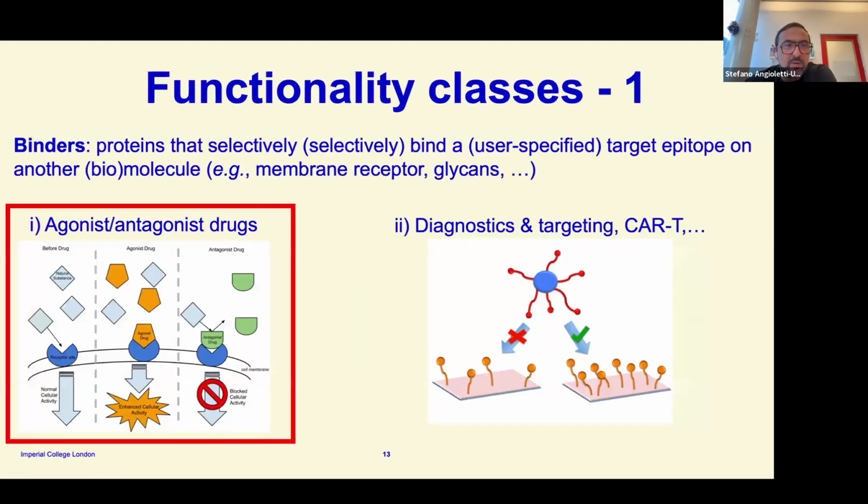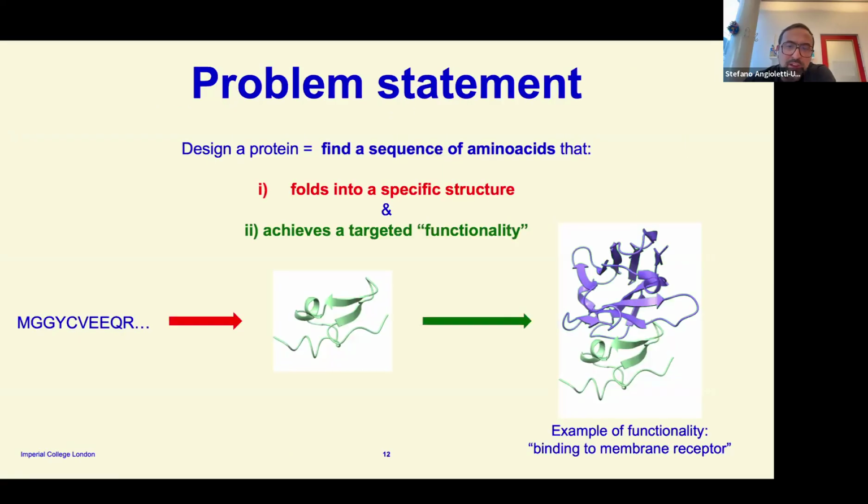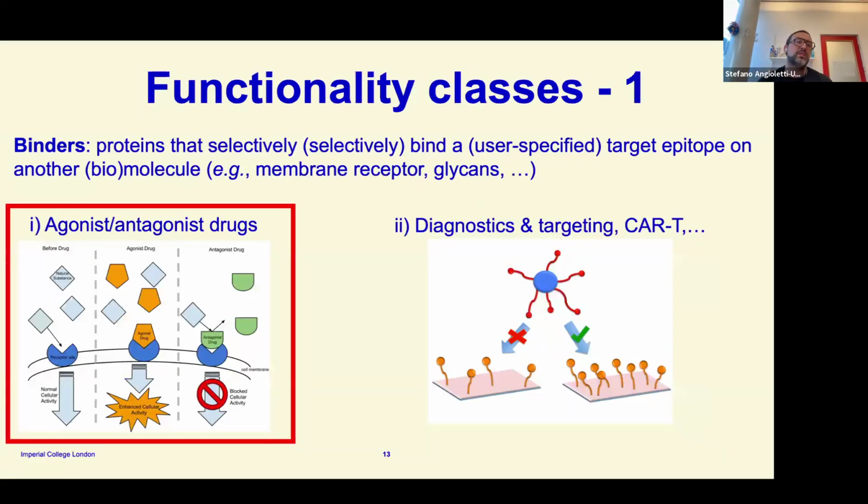Now I'm talking here about functionality. So what does it mean to achieve a target functionality? Typically, there are two classes of functionality when we talk about protein design. The first is what I would generally call binders. A binder is a protein that can selectively bind a user-specified target epitope. An epitope is just a part of another protein or a part of another molecule. And what do you use them for?